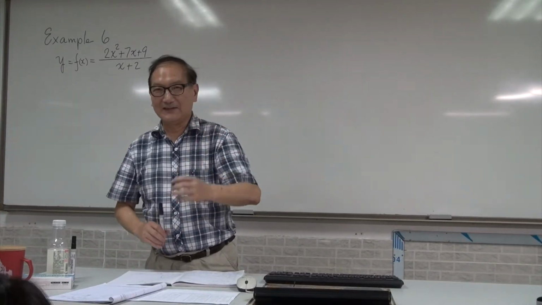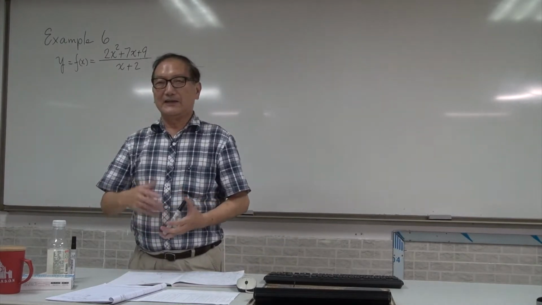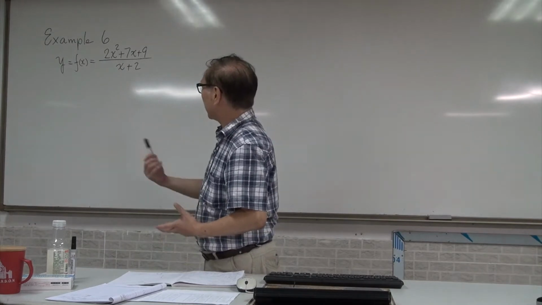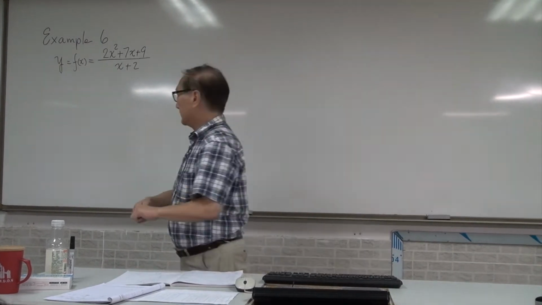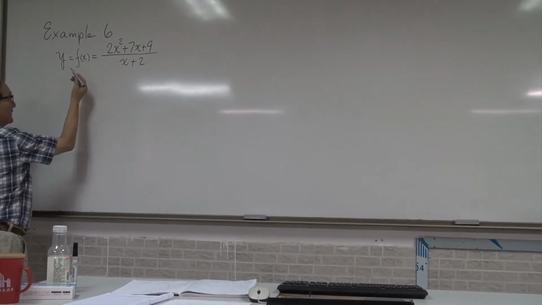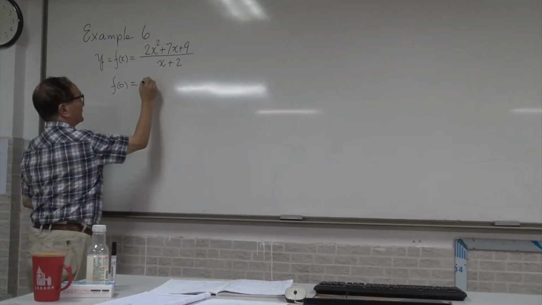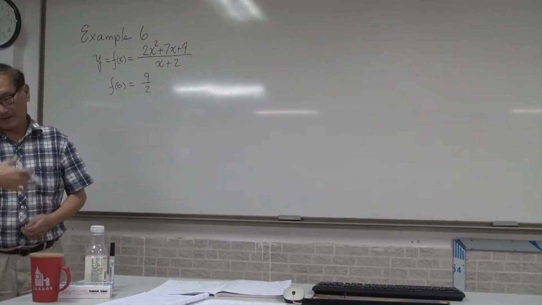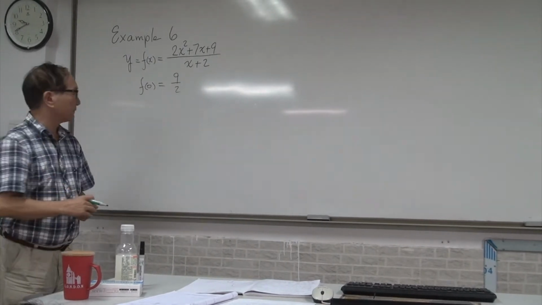Okay, hi. This is example 6 for our video series on curve sketching. Now, what can you say about this function? Intercepts. The y-intercept is equal to 9/2, right? So the curve passes through the y-intercept, y equal to 9/2.